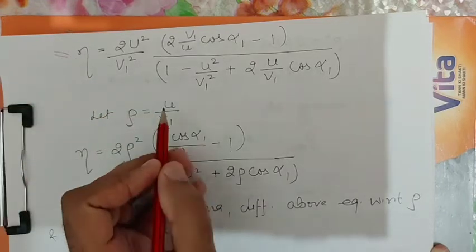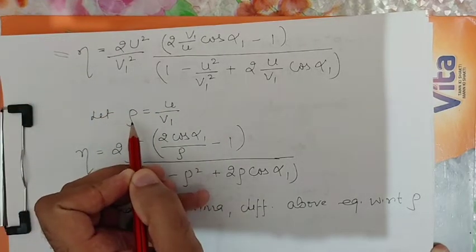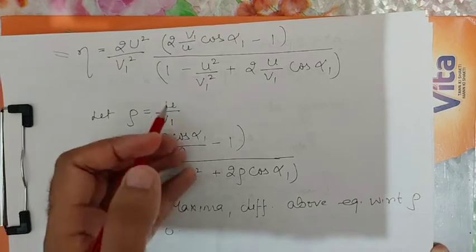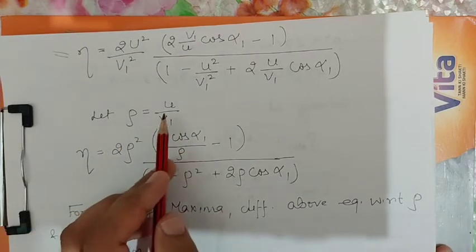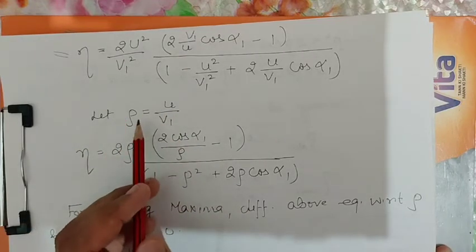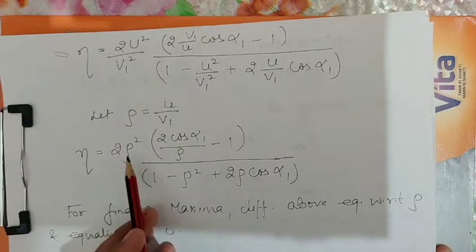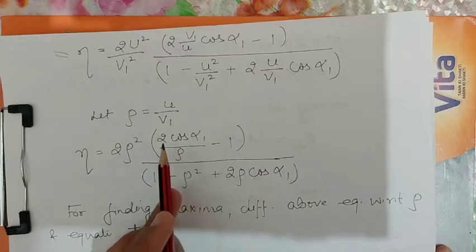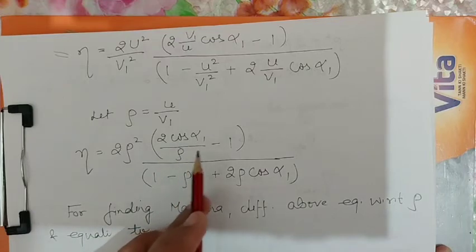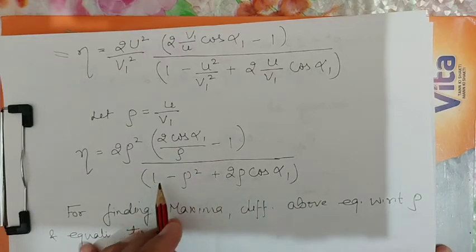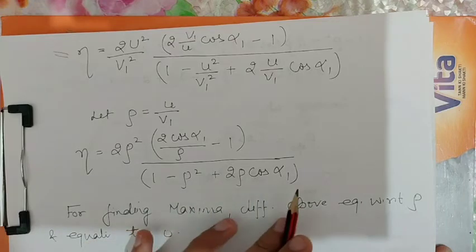Now this U by V1 is rho, as we considered in the impulse turbine. So place U by V1 as rho in this equation. Blade efficiency is equal to 2 rho square times (2 cos alpha 1 over rho minus 1) divided by (1 minus rho square plus 2 rho cos alpha 1).